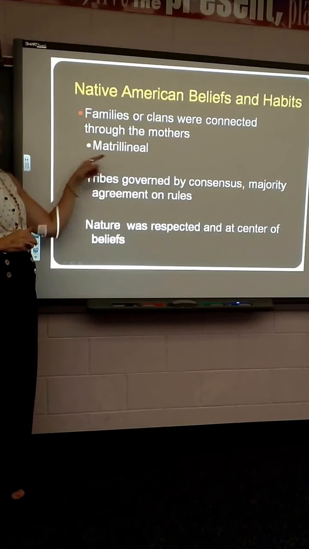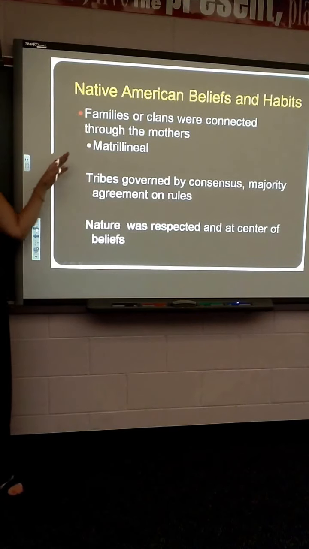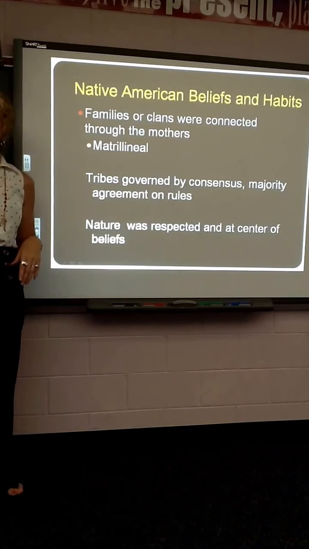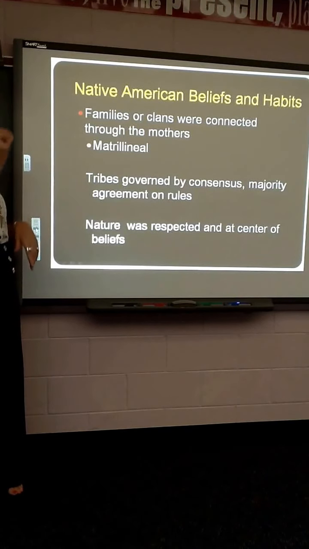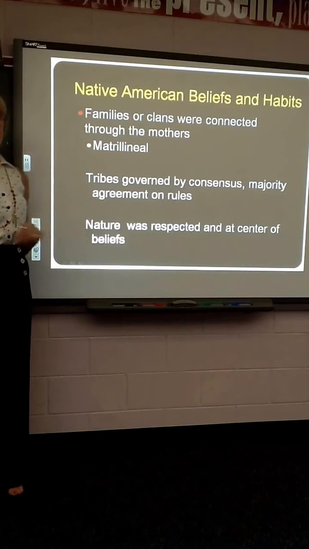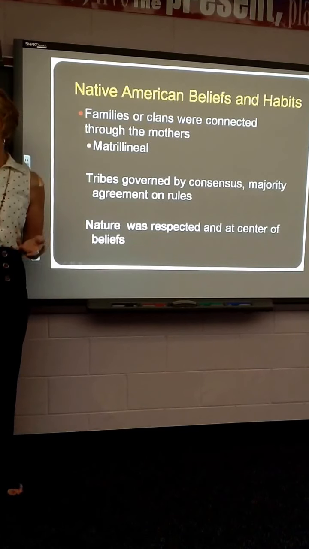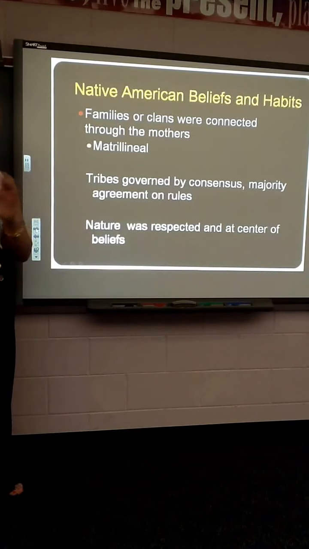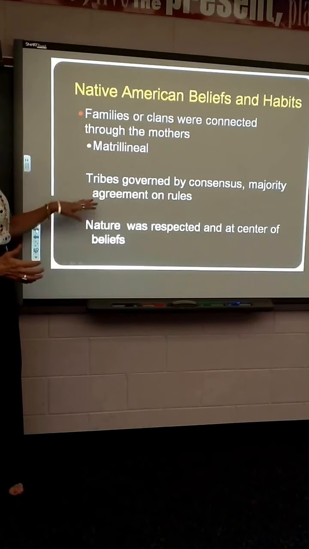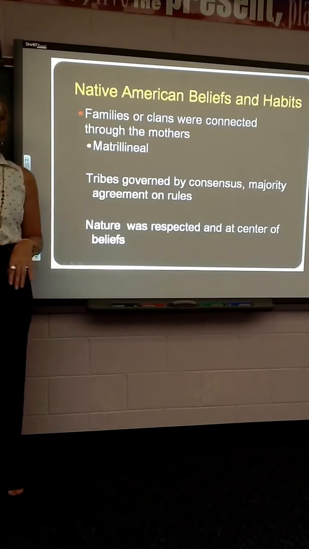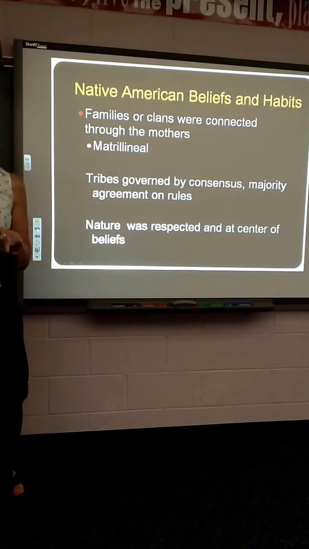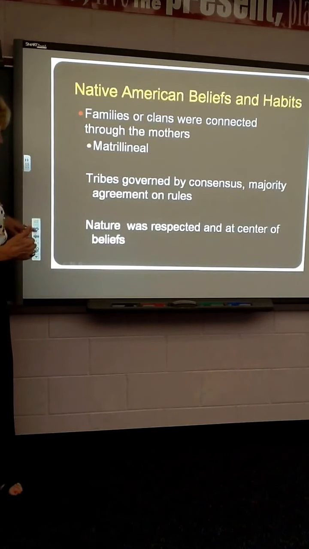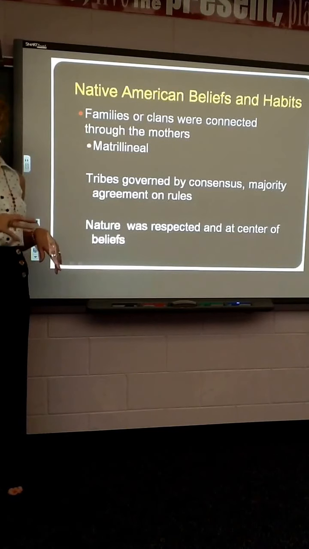It's matrilineal. Patrilineal is through the man. Matrilineal is through the woman. And so matrilineal lines were connected. The tribes were governed by consensus, kind of a democratic idea where everybody gave their opinion, with majority agreement on rules. And part of their culture, because they lived so close to nature, was that nature was highly respected and was very much the center of their belief system.